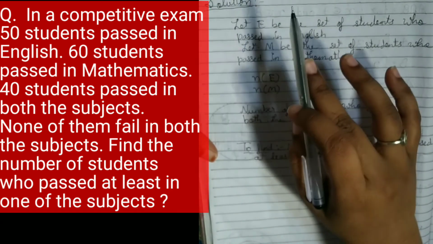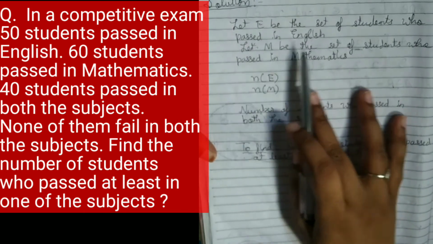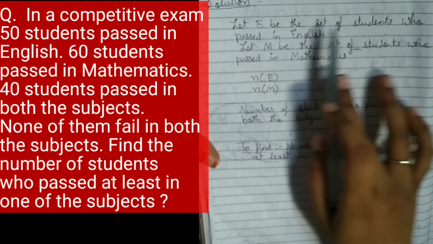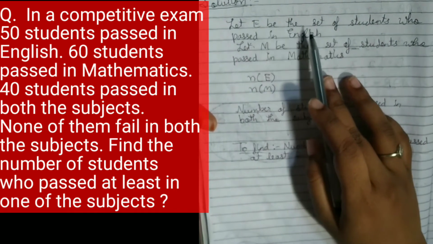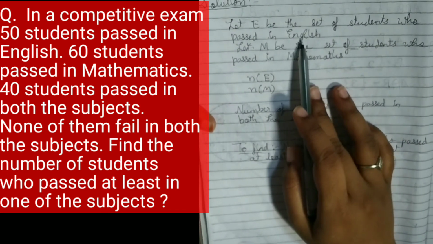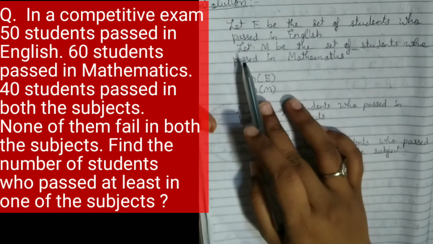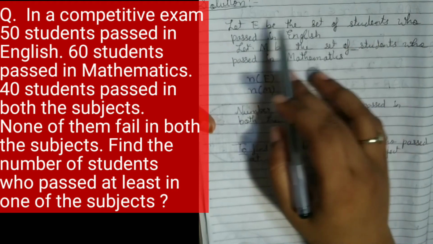See, whenever we are solving any word problem, first we will write whatever is given in a systematic way. Okay, from the question only we will write. First we will name the set. So here let E be the set of all students who passed in English. Okay, the students who all passed in English, we will name that set as E. Any name you can give, A, B, C, anything. I have named it E.